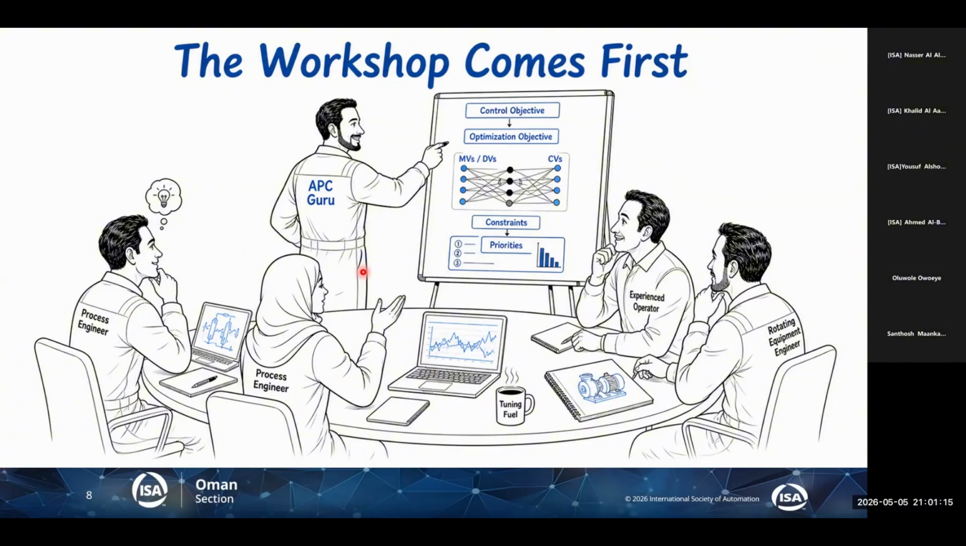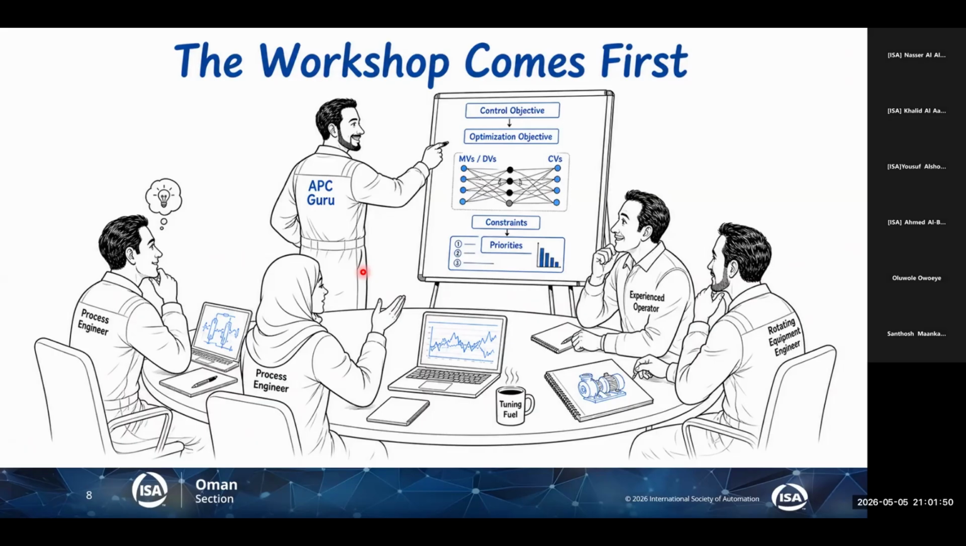If rotating equipment is involved, then you have the rotating equipment engineer. He will explain about the equipment limits, sensitivities. The APC engineer should really ask the right questions. And the language being used is not DV and CV, bombarding them with these terms. In fact, it's the operator language. It's the process engineer language. You're really talking about the process.